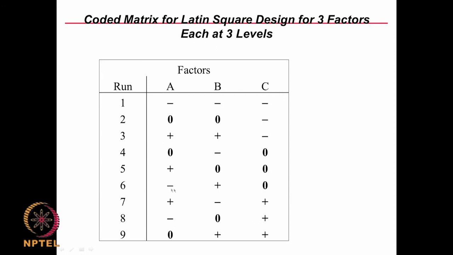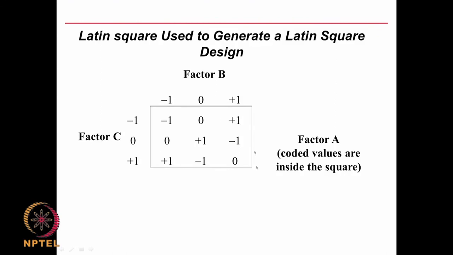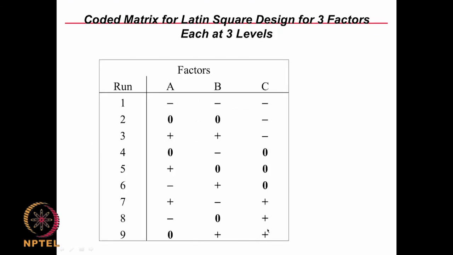Important to notice, for each of the factors there is a balance. 3 times you are doing it at the minus 1 level, 3 times at the 0 level, 3 times at the plus level, okay. So, it is very well balanced, as you can see here. Again, for B also we have 3 times at negative, 3 times at 0, 3 times at plus, okay. So, this is called the Latin square, and we are writing it down in matrix form. You do this experiment and you get the results.